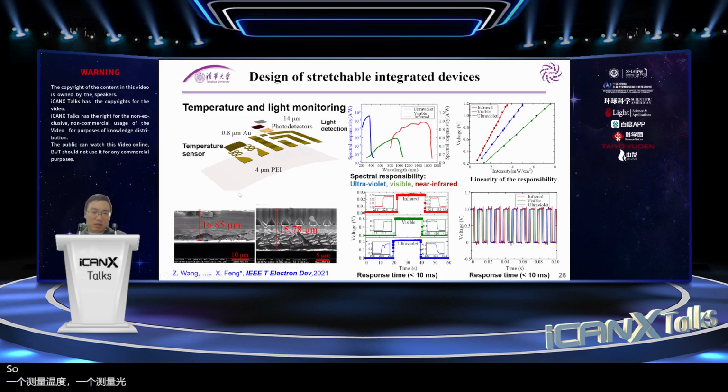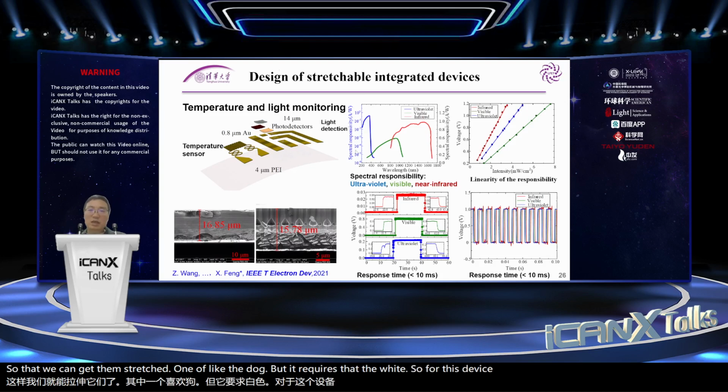For example, the soft substrate is usually PDMS or PI. So we can use this technology to develop a temperature sensor and photodetectors from silicon. Then we use the transfer printing technology to integrate these different component units onto the soft substrate and then package. So then we can get the stretchable and flexible integrated device.